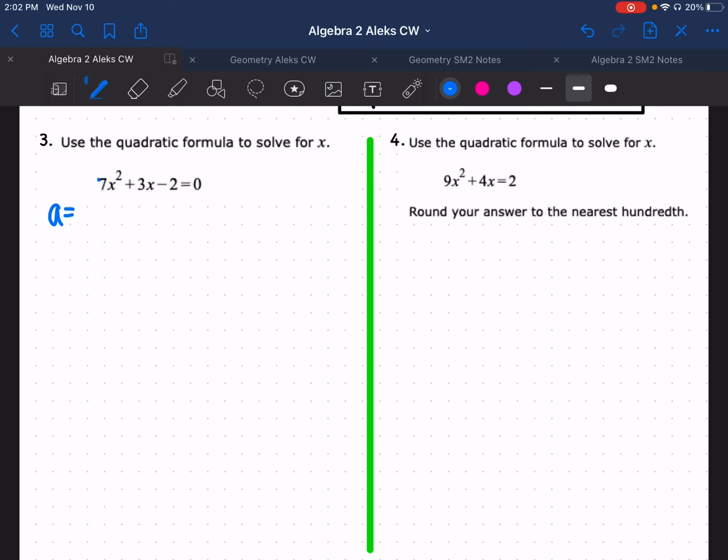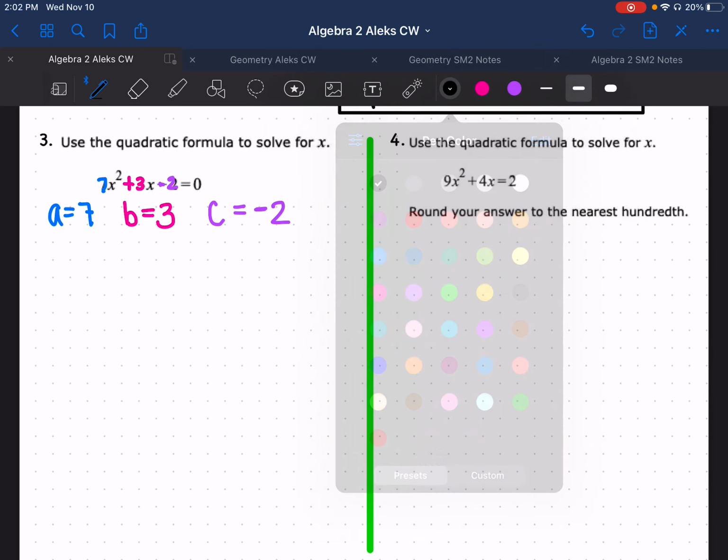I'm going to identify A. Remember, A is the number in front of the x squared value, so I'm going to call that 7. And I'm going to identify B. Remember, B is the number in front of the x value. B is 3 in this case. And C. C is the constant. C in this case is -2. I hope I have the colors correct. I have this feeling that I don't, but we're going to go with it.